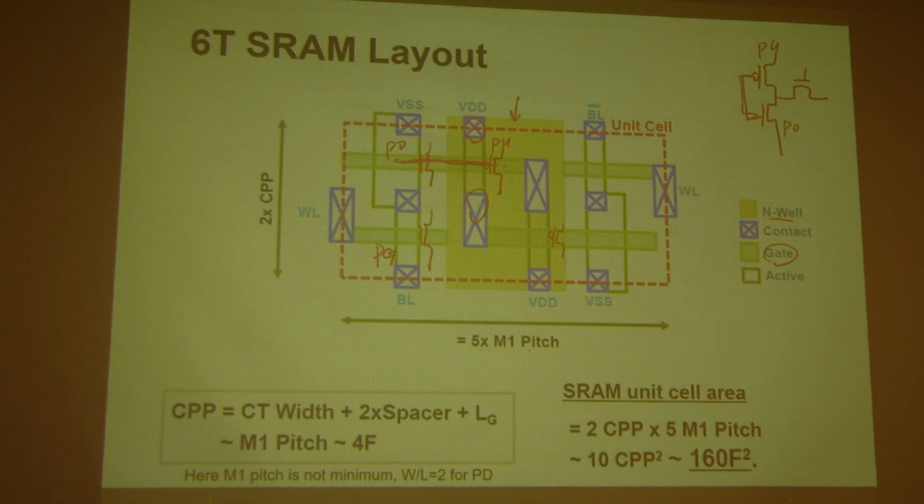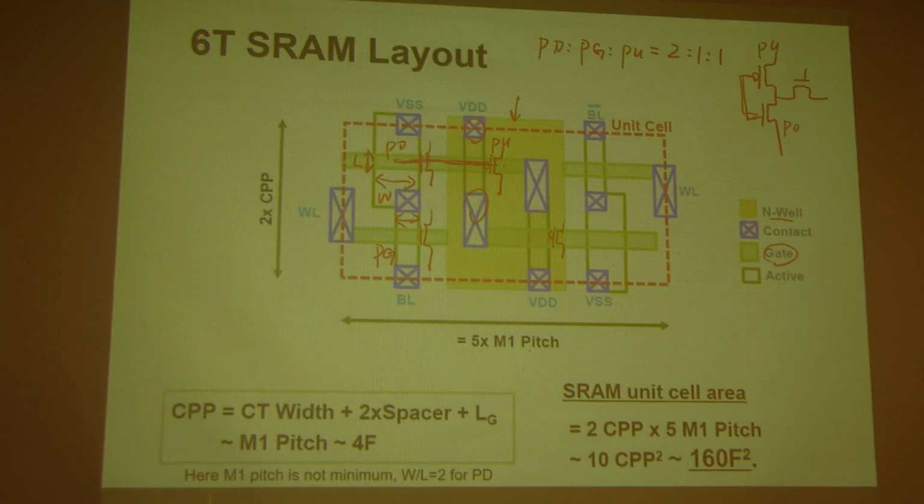And here you will notice that the pull-down transistor is wider. Let's say this is W, this is L. This is W and L. You notice that the pull-down transistor is wider than the pass gate. So in this design, you can figure out the ratio of pull-down, pass gate, pull-up by looking at this. 2-1-1, yeah, 2-1-1. So this is a typical design.